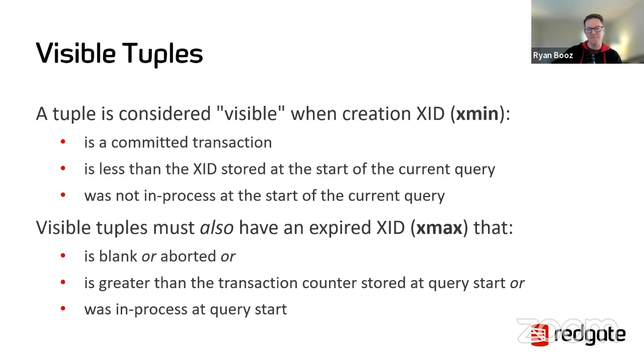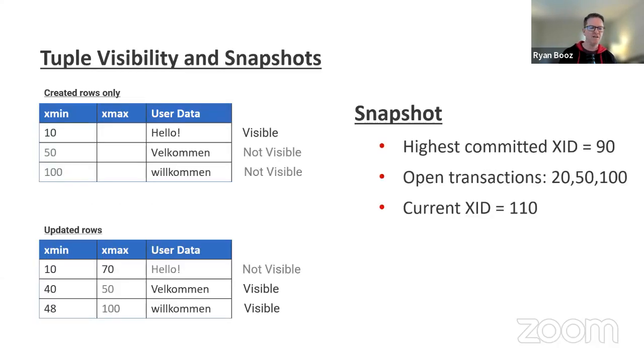And again, expired transaction ID cannot be in process when my query starts, right? So if it is, then it means that row is not available to me. Somebody's already modifying that row. I've got to find the one that existed before the time I started. So it might look like this. When I create rows, if my current transaction ID is 110, and Postgres actually keeps track of the newest completely committed transaction ID. And then remember I said, when my command starts, it also for my snapshot says, give me a list of all the transactions that are currently in process. They're currently open.